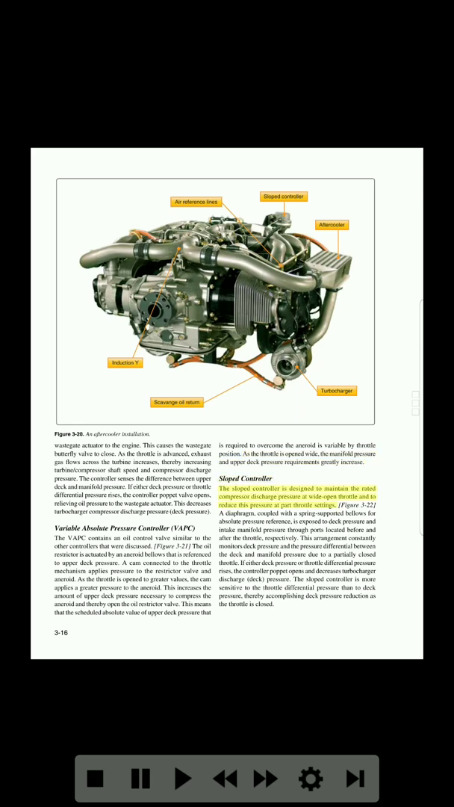Slip controller. The slip controller is designed to maintain the rated compressor discharge pressure at wide open throttle, and to reduce this pressure at part throttle settings. Figure 3-22. A diaphragm, coupled with a spring-supported bellows for absolute pressure reference, is exposed to deck pressure and intake manifold pressure through ports located before and after the throttle, respectively. This arrangement constantly monitors deck pressure and the pressure differential between the deck and manifold pressure due to a partially closed throttle. If either deck pressure or throttle differential pressure rises, the controller poppet opens and decreases turbocharger discharge deck pressure. The slip controller is more sensitive to the throttle differential pressure than to deck pressure, thereby accomplishing deck pressure reduction as the throttle is closed.